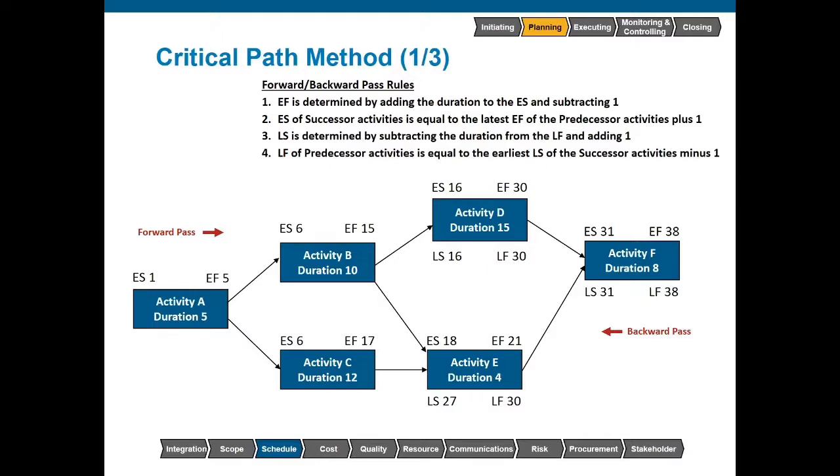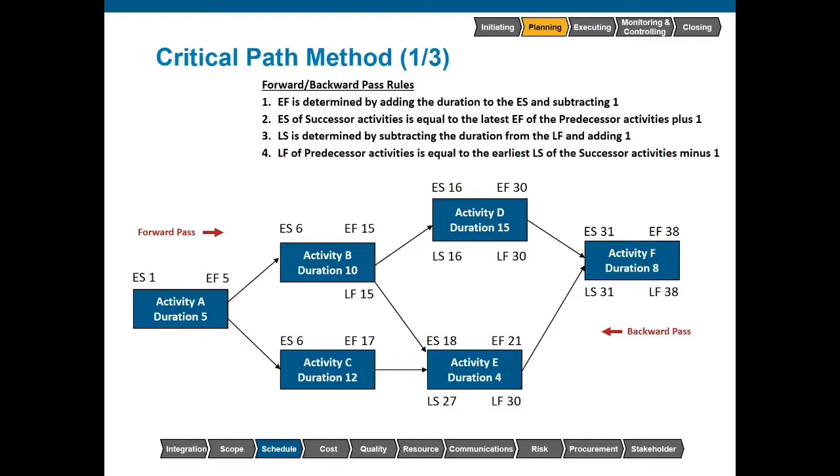For activity B, now again, when we're doing the backward pass, we're going with the earlier of the late starts when we have two successors. The forward pass, we go with the larger of the two early finishes. With the backward pass, we're going with the smaller of the two late starts. So activity D and activity E, we have a late start of 16 and a late start of 27. If we go with a late finish of 26, well, we'd be way past the late start of activity D. So we do have to go with these smaller numbers each time.